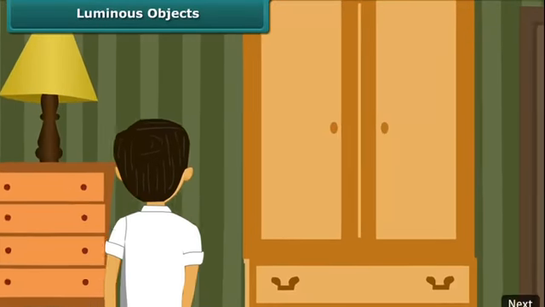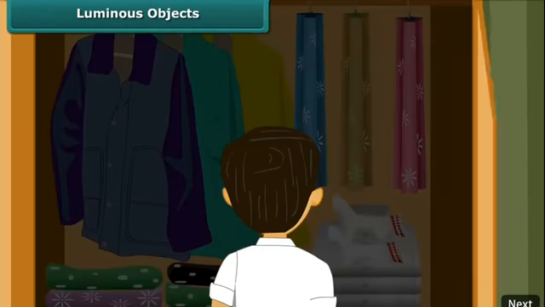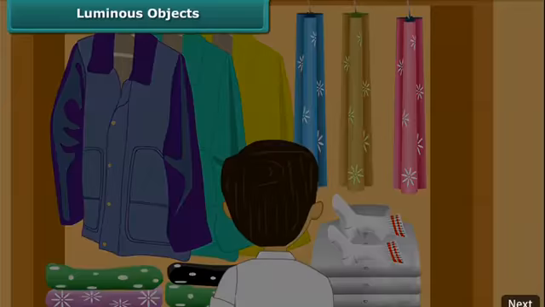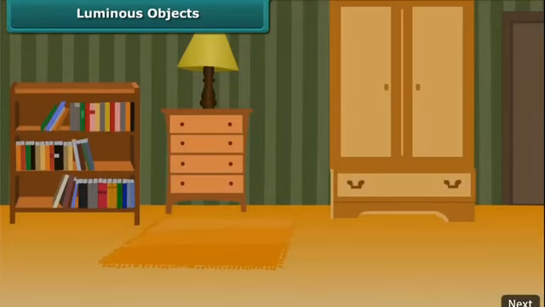You're getting late for school. You're not able to find your socks. You search for them in the cupboard. Since the cupboard is dark, you switch the tube lights on. Once you locate the socks, you switch the lights off because there is sufficient daylight.